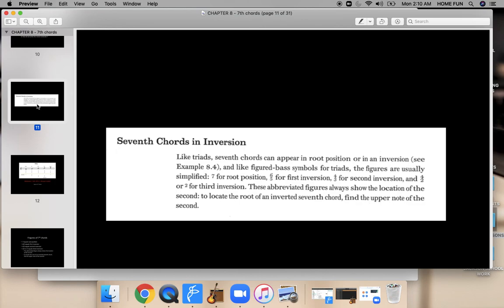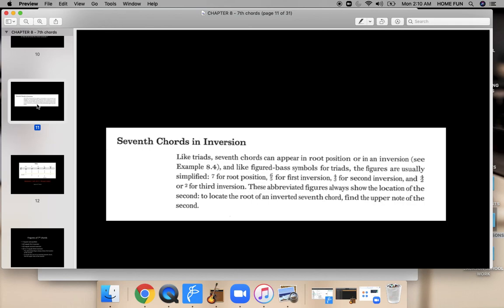When we move it to the first inversion, it's going to become 6-5. So I see a 6-5, I know it's a 4-note chord. The 2nd note is in the bass, first inversion. 4-3 is a 2nd inversion. So that means that 3rd note up is going to be in the bass. And then a 4-2, or just a 2, is that highest note. That 7th would be in the bottom.